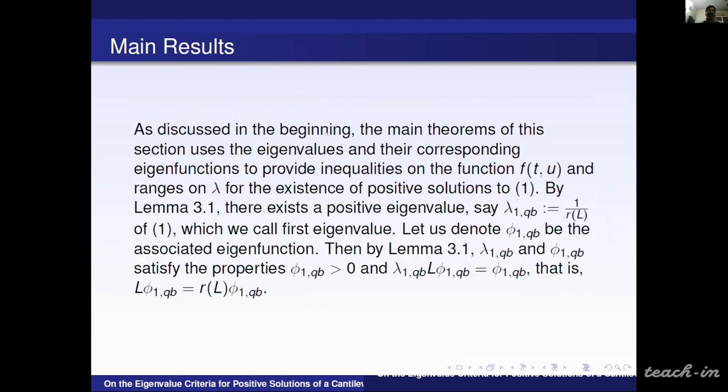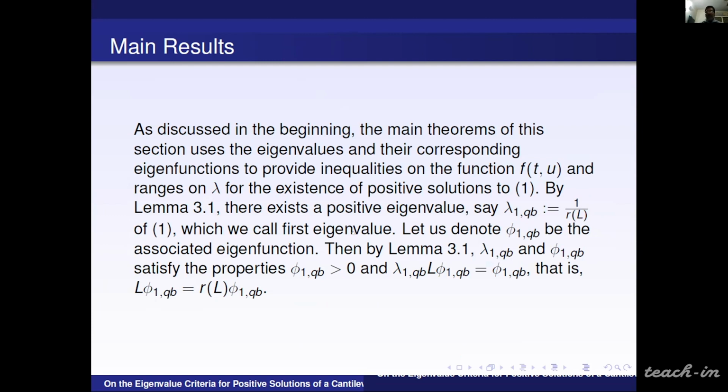As discussed in the beginning, the main theorem of this section, this paper, uses the eigenvalues and their corresponding eigenfunctions to provide inequalities on the function f(t, u) and the ranges on lambda for the existence of positive solutions of the boundary value problem of that nonlinear problem. So by the above theorem, there exists a positive eigenvalue, lambda 1(Q, B). Lambda 1 is the eigenvalue, and the (Q, B) indicates which eigenvalue it is.